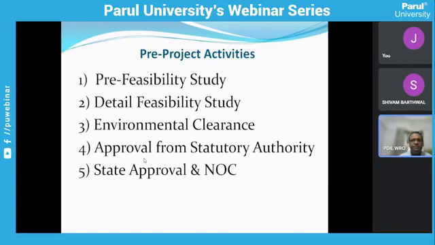Now, what are the pre-project activities usually done for a particular chemical process plant design project? These are basically part of the pre-project activities for the approval to the ministry or to the higher authorities of the owner or the investor. The pre-feasibility study, detailed feasibility study, environmental clearance, approval from the statutory authority, state approval, and no objection certificate. Unless and until these are done, we cannot proceed for the actual project execution.